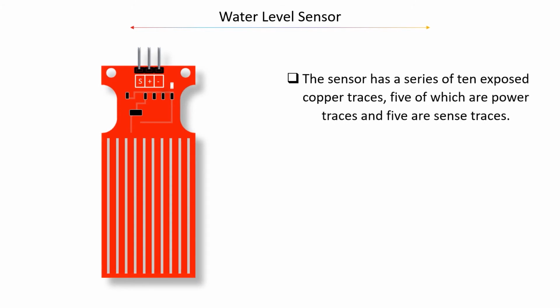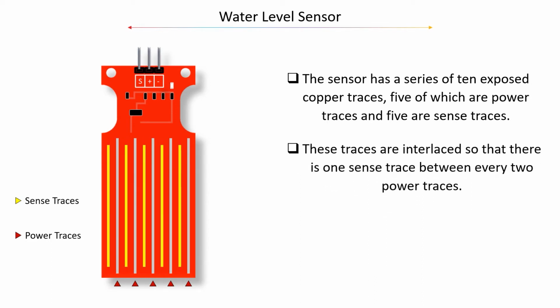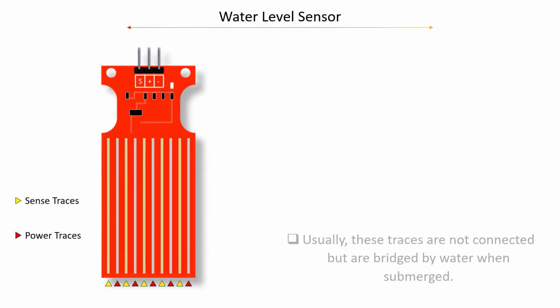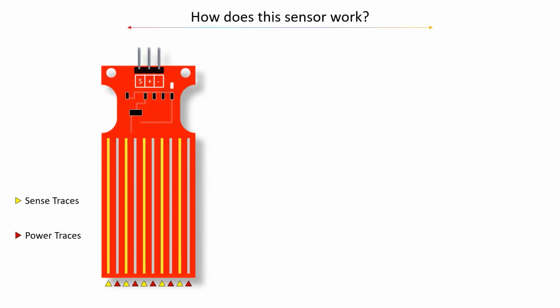The sensor has a series of 10 exposed copper traces, 5 of which are power traces and the other 5 are sense traces. These traces are interlaced so that there is one sense trace between every 2 power traces. Usually, these traces are not connected but are bridged by water when submerged. Let's find out how this sensor works.